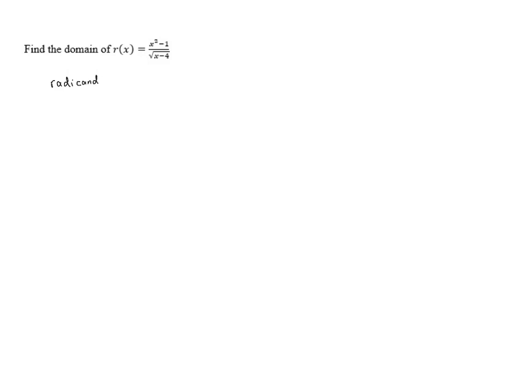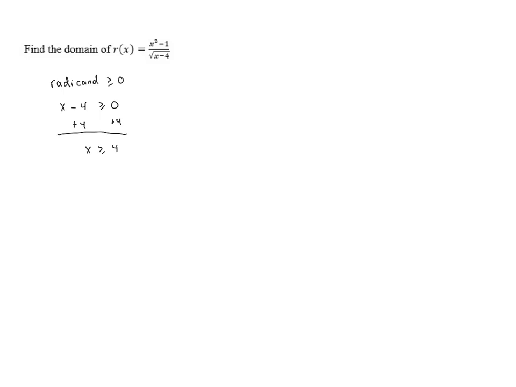We know the radicand must be greater than or equal to 0, and that means that x minus 4 must be greater than or equal to 0. To get x alone, we can add 4 to both sides of this inequality, and that tells us that x has to be greater than or equal to 4.